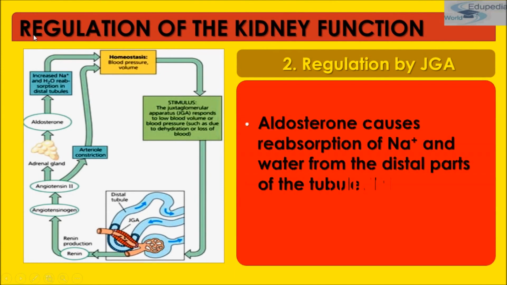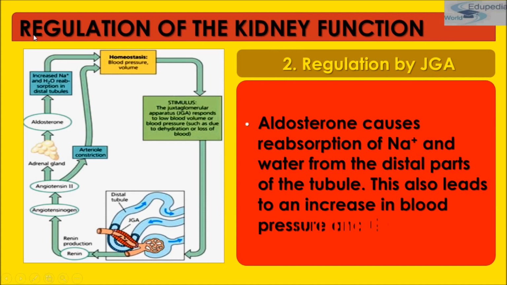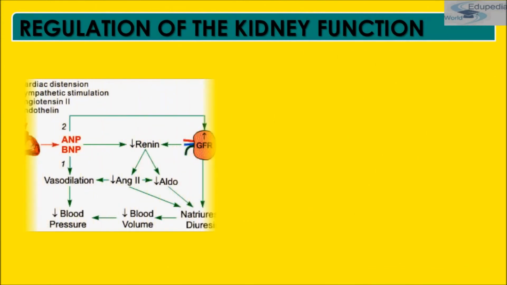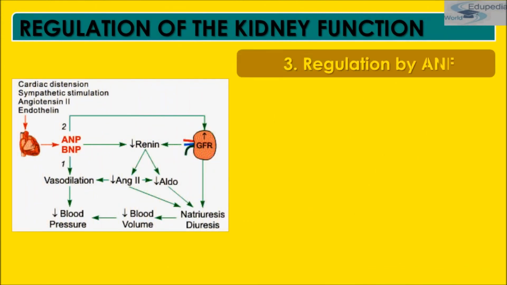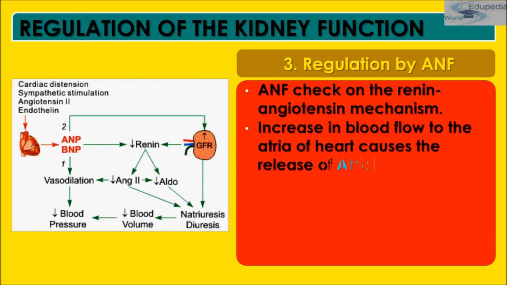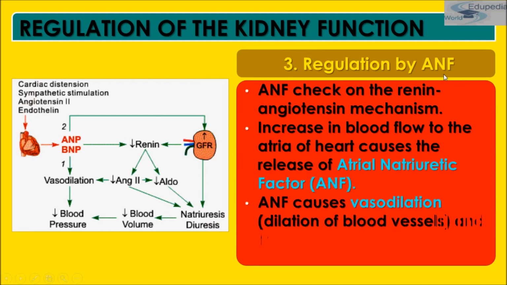Aldosterone, as I have told you, causes reabsorption of Na+ and water from the distal parts of the tubule. This also leads to an increase in blood pressure and GFR. Now comes the third hormone, that is atrial natriuretic factor, that is ANF. Okay, ANF, what does this do?